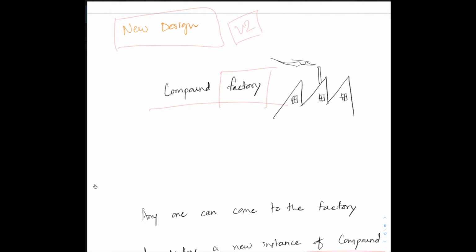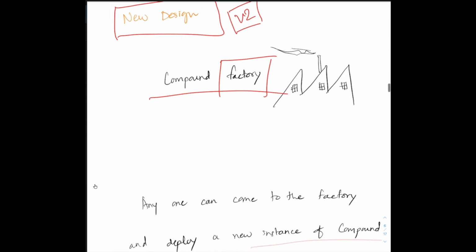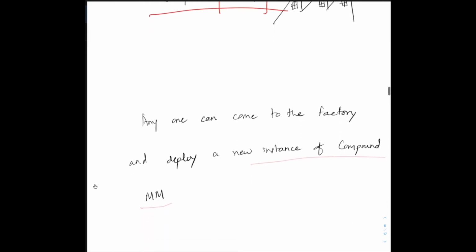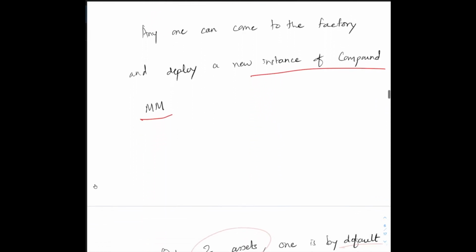For that, we are moving towards what is known as a V2 design. It's still a few months away, but in that we are going to have a factory contract. It's a Compound factory, which means you're really deploying a new instance of Compound. Anybody should be able to trigger the factory and create a new instance of a Compound money market.